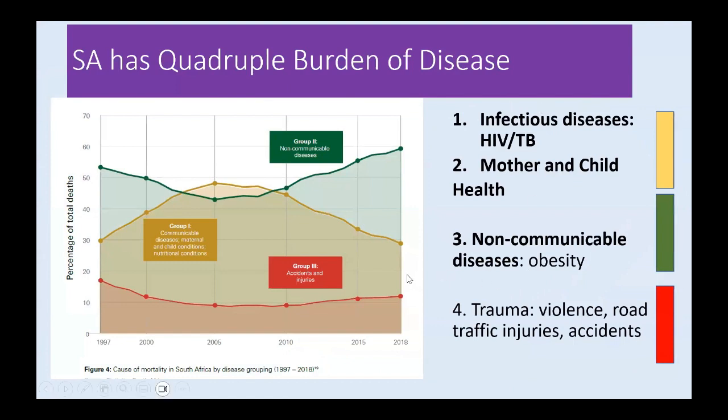I think most of us know that South Africa has a quadruple burden of disease: infectious diseases, largely HIV and TB, mother and child health, non-communicable diseases, and then trauma. And if you look at this graph, it's very clear that the non-communicable diseases are on the rise, and some of the others are staying the same, but the mother and child conditions with HIV-TB are dropping slightly.